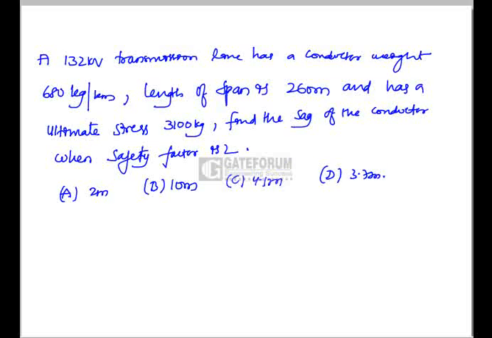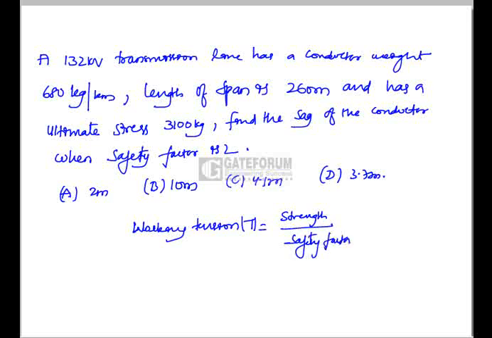He has given a transmission line. Rating of the transmission line is 132 kilovolts, that is the voltage rating. It has a conductor weight of 680 kg per kilometer. Okay, length of span he has given as 260 meters and an ultimate stress of 3100 kg. We have to find the sag of the conductor when the safety factor is 2. Okay, now working tension T is equal to strength, that is ultimate stress, divided by safety factor. What is the ultimate stress he has given? 3100 kg. Okay, safety factor is 2.